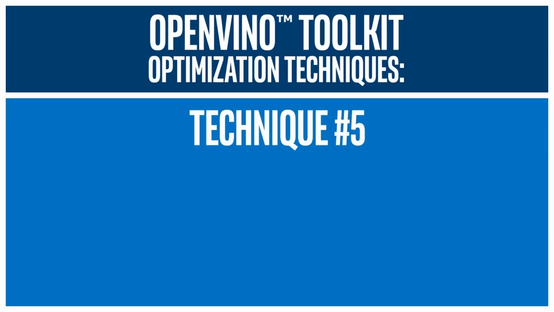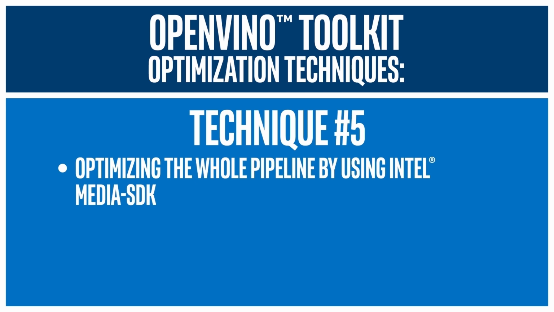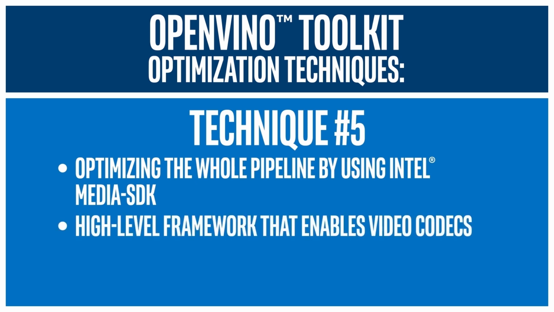The last technique is optimizing the whole pipeline by using Intel MEDIA-SDK. It is a high-level framework that enables video codecs. It supports hardware-optimized encode, decode, and frame processing. MEDIA-SDK takes care of optimizing the encoding and decoding tasks to boost your application performance.